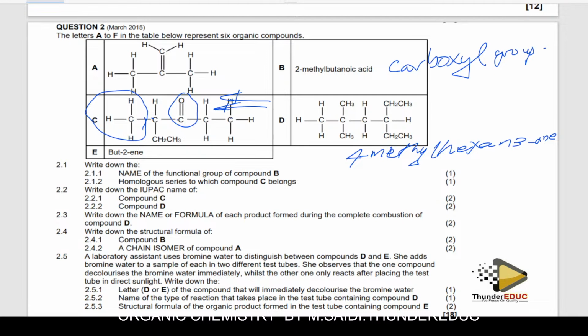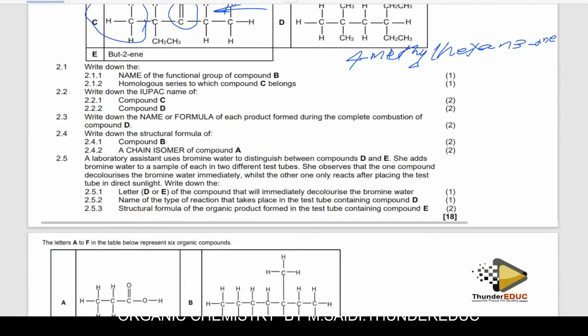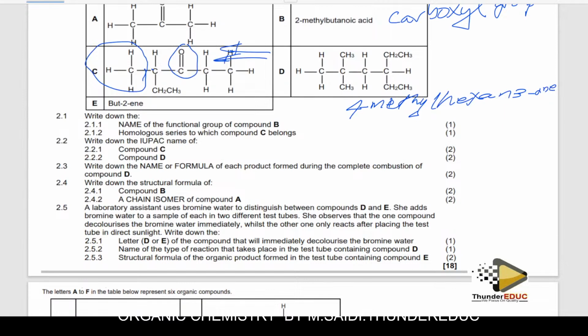Okay, let's continue to the next question. The next question says write down the IUPAC name of compound D. What is compound D? Compound D is this. Where are we supposed to start from? Find the longest chain. 1, 2, 3, 4, 5, 6. Okay. 1, 2, 3, 4, 5, 6. You see? All of it is 6.